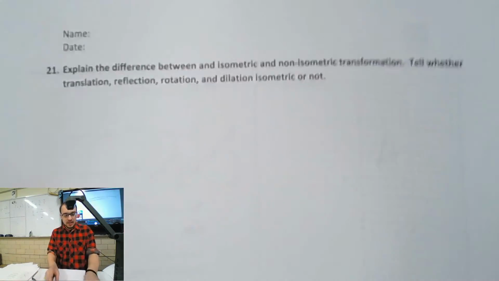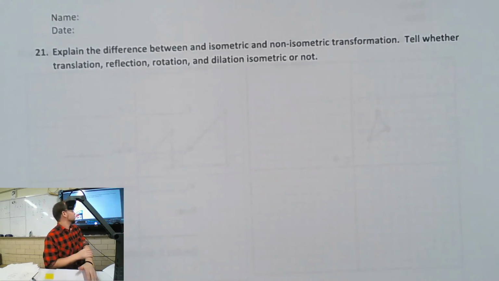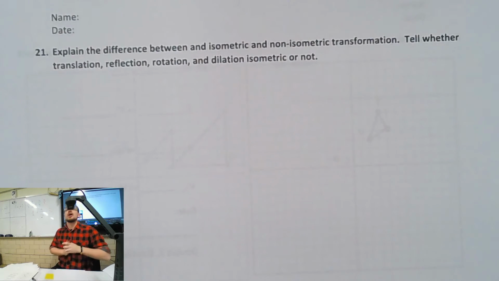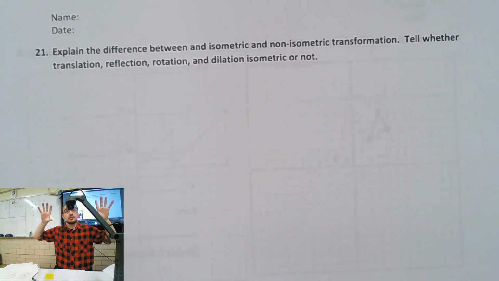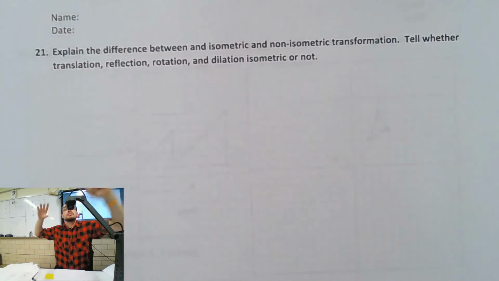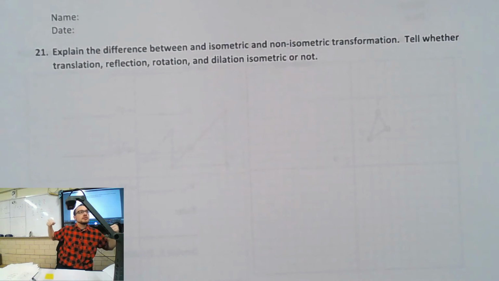21. Explain the difference between isometric and non-isometric and tell me which type of transformation is which. What does isometric mean? What does iso mean? Isosceles, right? The same. Iso means the same. What does metric mean? Measure. So same measure, same size.